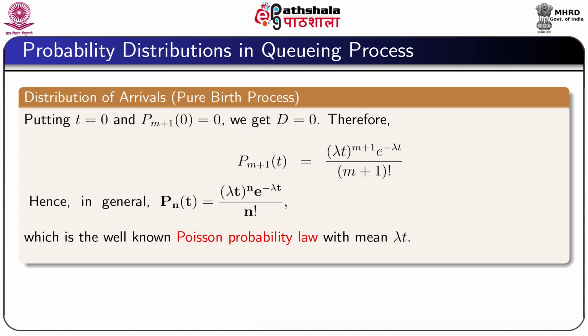Hence, in general we get Pn(t) equal to e to the power minus λt into (λt) whole to the power n by factorial n, which is the well known Poisson probability law with mean λt. Thus, if we consider the random variable defined as the number of arrivals to a system in time t, this random variable follows a Poisson distribution with a mean of λt arrivals, that is, with mean arrival rate λ.